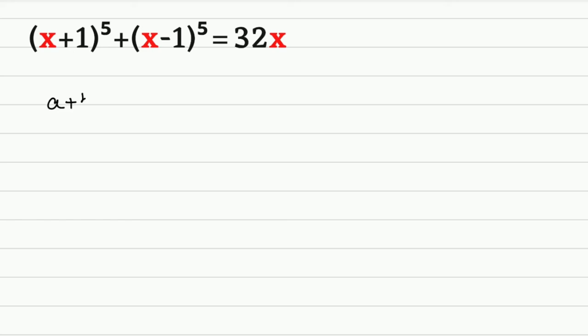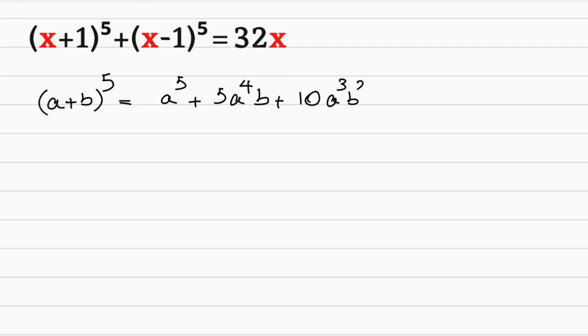(a + b)^5 is a^5 + 5a^4 b + 10a^3 b^2 + 10a^2 b^3 + 5ab^4, and in the end b^5.